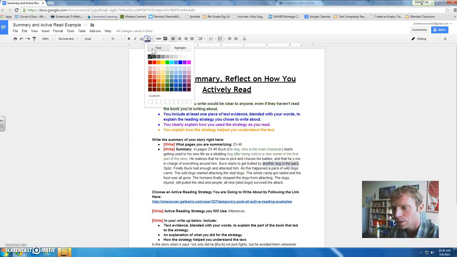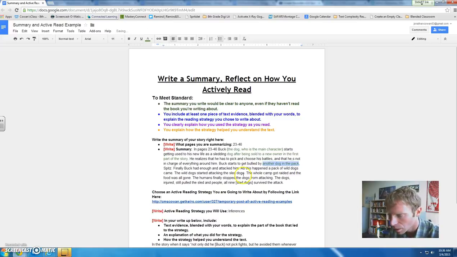This makes sense to me. Granted, I was unaware dogs could be bullies, but that's totally beside the point. The point is they're telling me about the characters and helping it make sense to me. "Finally, Buck had enough and attacked him. As this happened, a pack of wild dogs came. The wild dogs started attacking the sled dogs. The whole camp got raided, and the food was all gone. The humans finally stopped the dogs from attacking. The dogs, injured, still pulled the sled and people. All 9 sled dogs survived the attack." This summary makes sense to me. I get what happened in this part of the text.